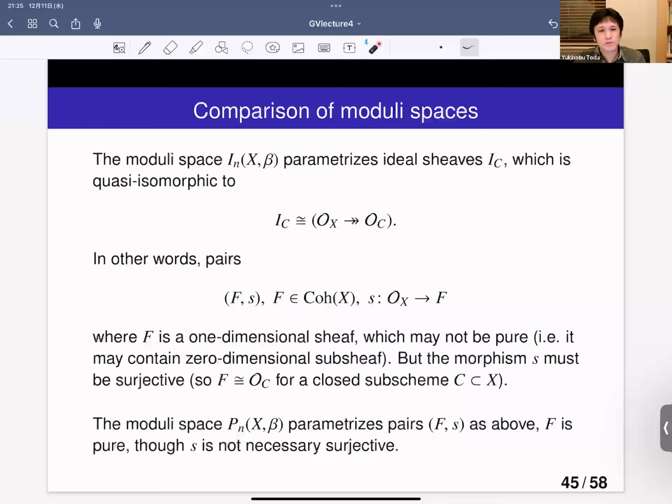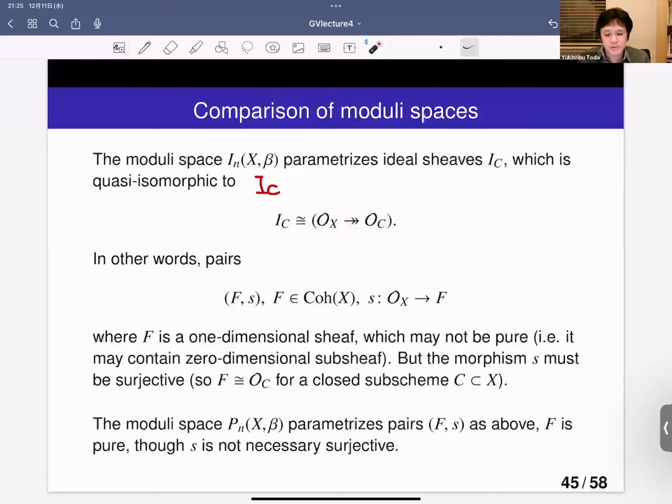Let's compare two moduli spaces. So this is the moduli space of rank 1 DT invariants. We recall that this is a moduli space of ideal sheaves. But this ideal sheaf is quasi-isomorphic to this two-term complex, just by regarding I_C as a kernel of this map. So in this way, this moduli space is also regarded as the moduli space of such pairs.